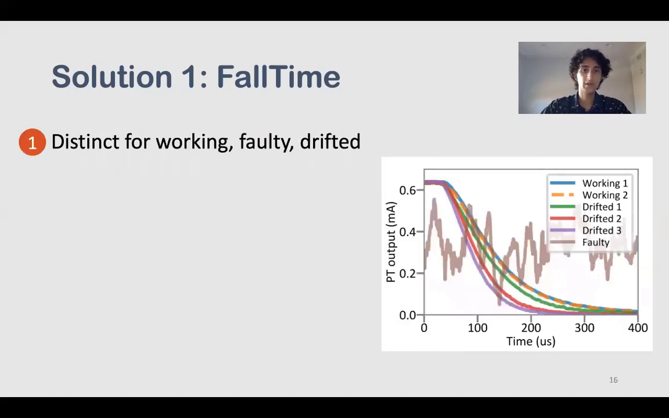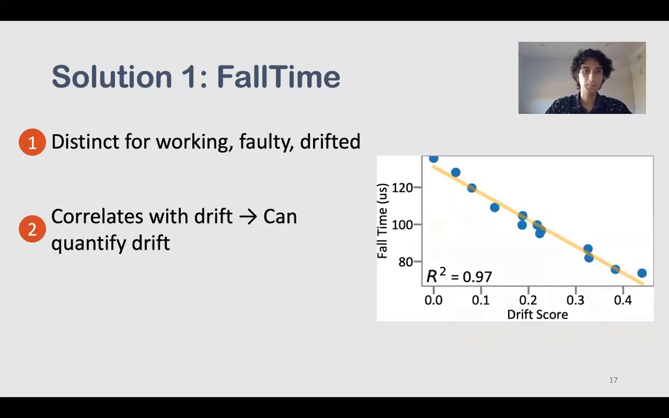The fall time fingerprint has three key properties. So first, it's distinct between working, faulted, and drifted components. This graph shows that two working phototransistors, given by the blue and orange lines, look very similar. They look different compared to the three drifted components, which are the green, red, and purple lines, and they look very obviously different from this faulty component given by the purple line.